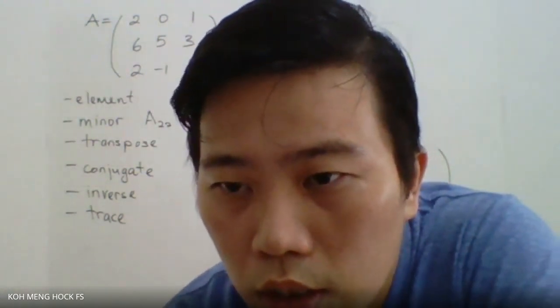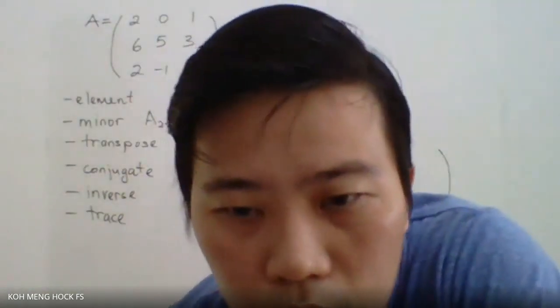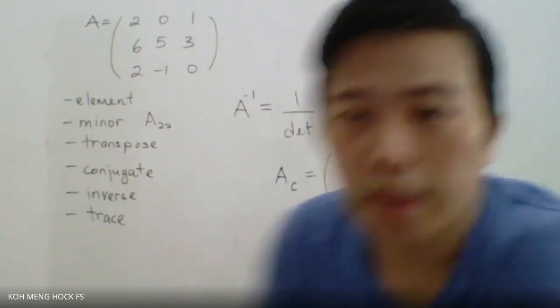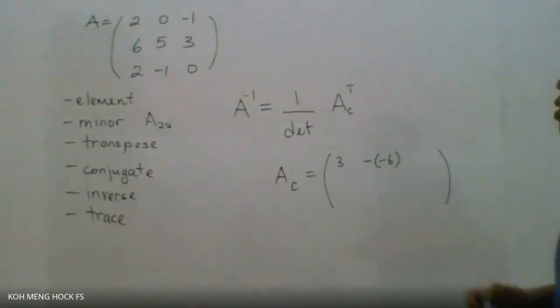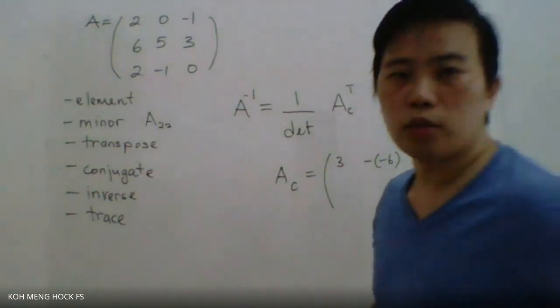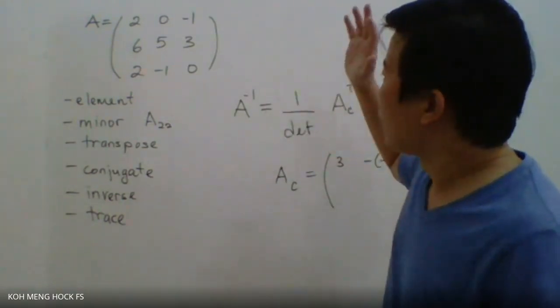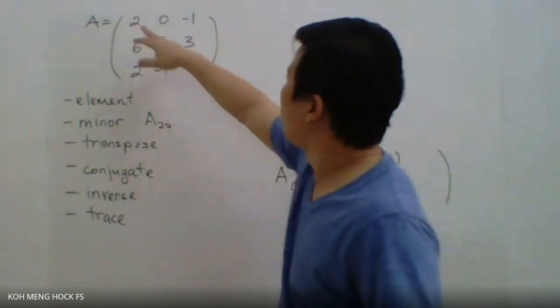That one isn't it negative 1? Let me see. Minus 1, right. So minus 1. Sorry, thank you. Right, so 2, 0, minus 1, 2, 6, 5, 3, 2, minus 1, 0. Right, let me see. What's the difference now? No.